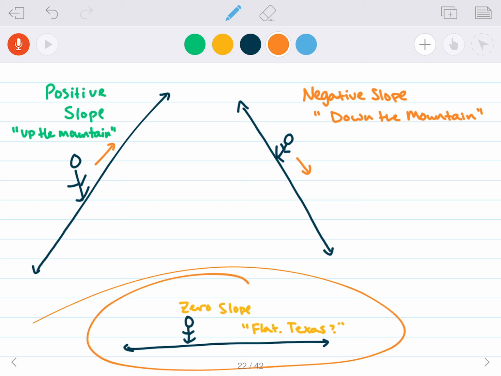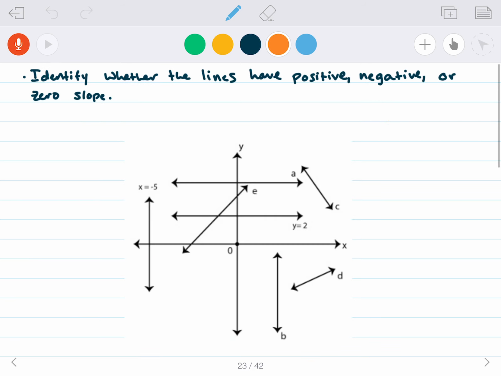Zero slope is completely flat, so there's no steepness at all. That's why a slope of 0 is 0. It's literally not steep at all. So Texas or whatever, Kansas, any kind of flat place have 0 slope. We're not walking up or down a mountain. It's just completely flat. Alright, so let's do some practice.